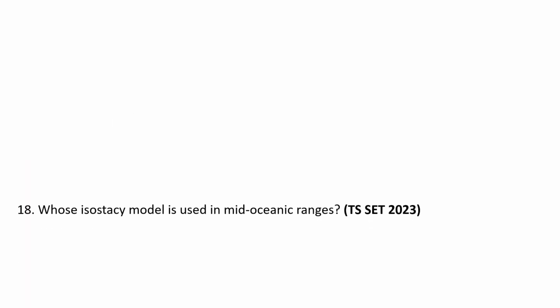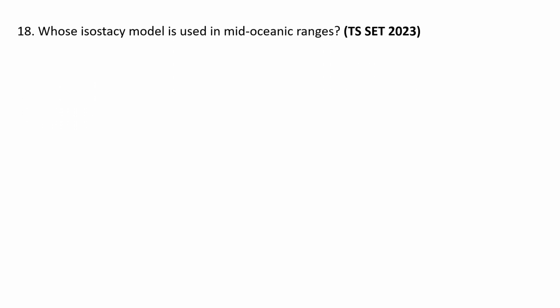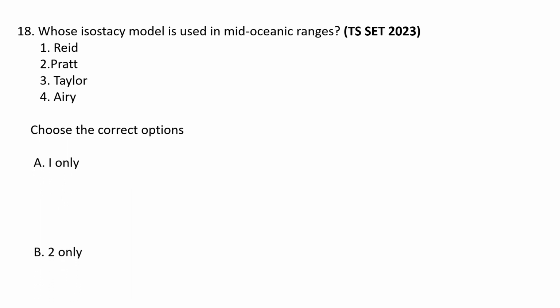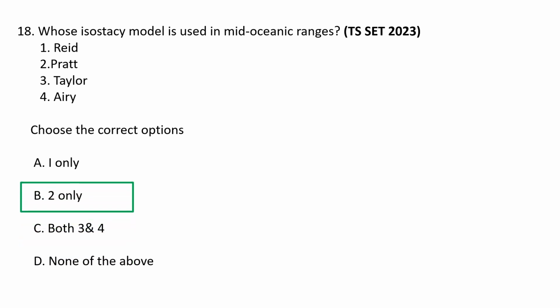Next question. Whose isostasy model is used in mid-oceanic ridges? That means the isostasy model used in mid-oceanic ridges was proposed by whom? 1. Reed, 2. Pratt, 3. Taylor, 4. Airy. Choose the correct options. The choices are A. 1 only, that is Reed, B. 2 only, the Pratt only, C. both 3 and 4, Taylor and Airy, and D. none of the above. The model used in the mid-oceanic ridges is the Pratt model.